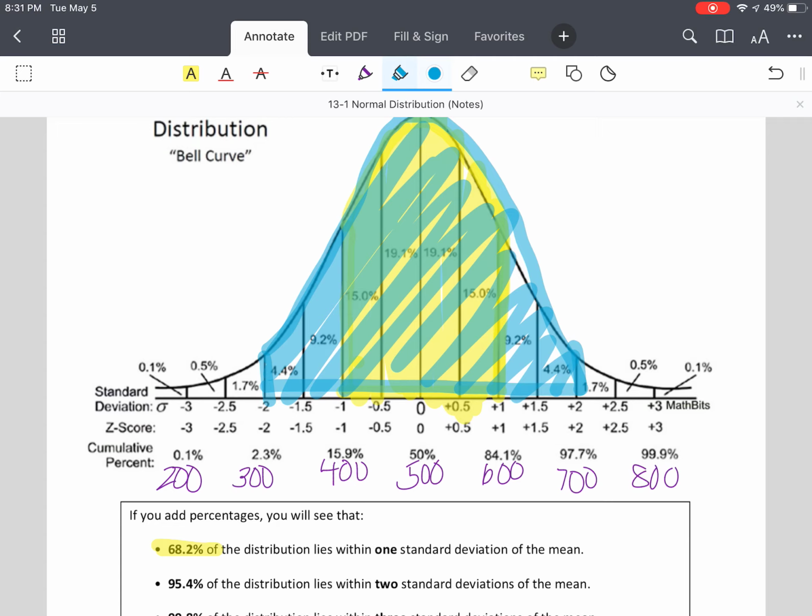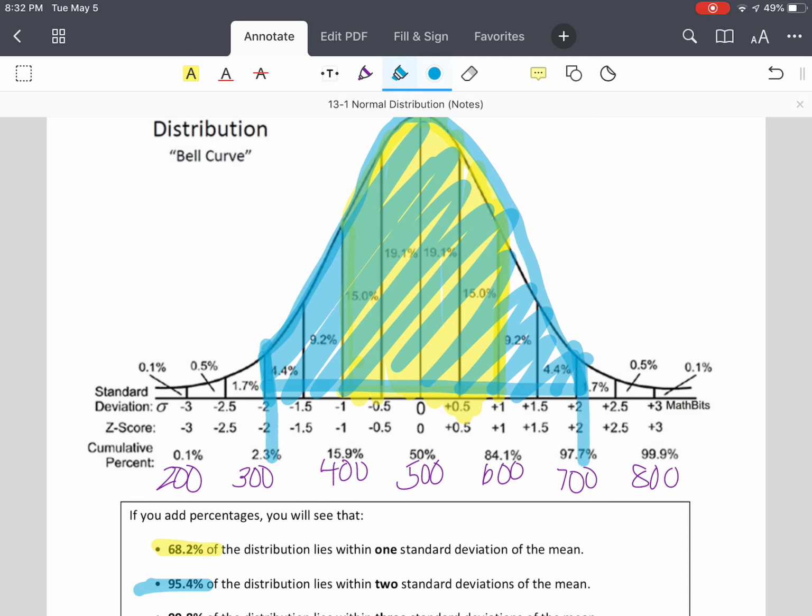And if I were to add up all of these percentages, 4.4, 9.2, 15.0, 19.1, 19.1, 15.0, 9.2, and 4.4, that's giving me 95.4. 95.4% of the distribution is within 2 standard deviations of the mean. So in my SAT example, that means that 95.4% of the people who took it got between a 300 and a 700.